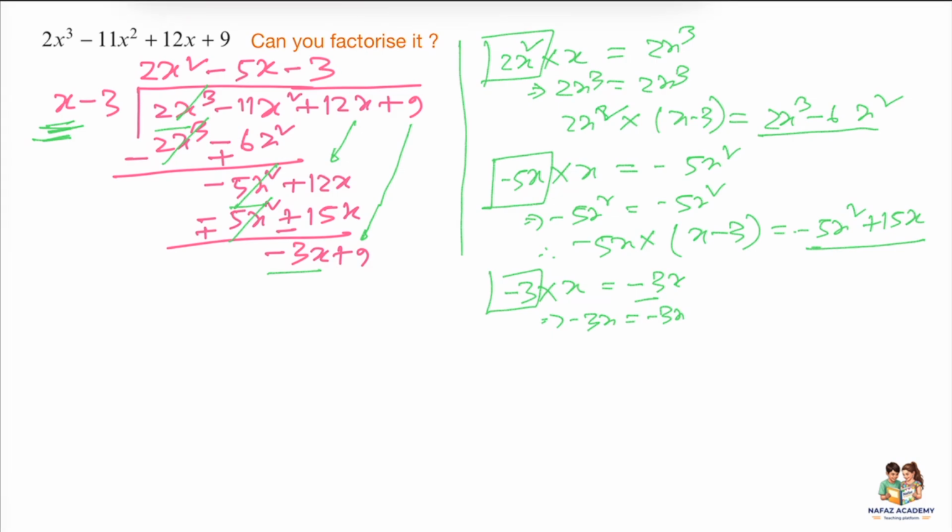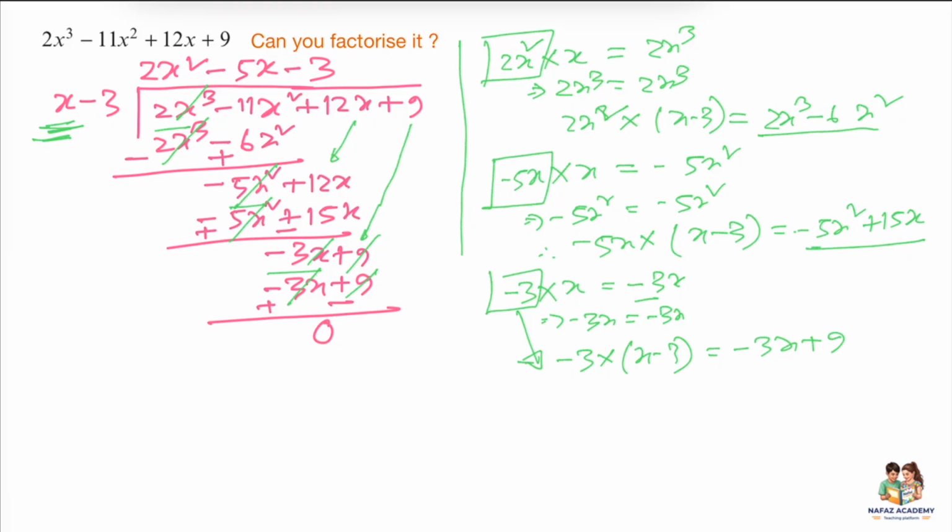Write it over here. And now we have to multiply minus 3 with the divisor x minus 3. What is that? Minus 3x plus 9. Write it over here. Change the sign since it is subtraction. The whole thing is cancelled out. There is no remainder. So now our quotient and the factor are x minus 3 and 2x squared minus 5x minus 3.